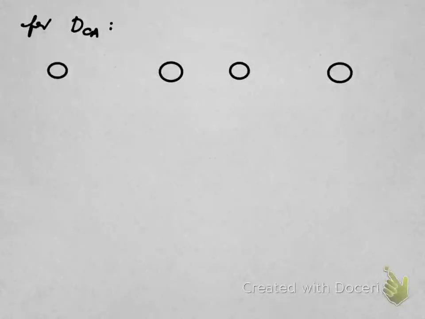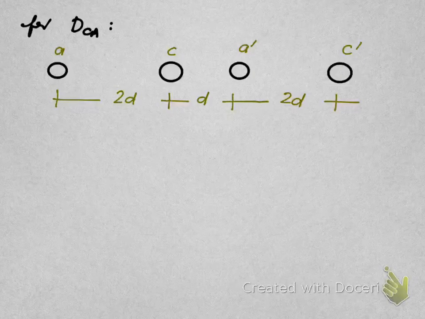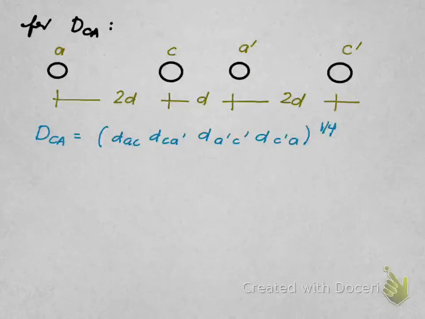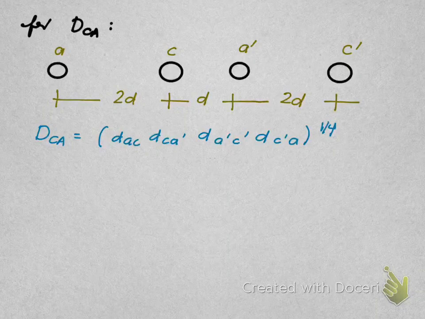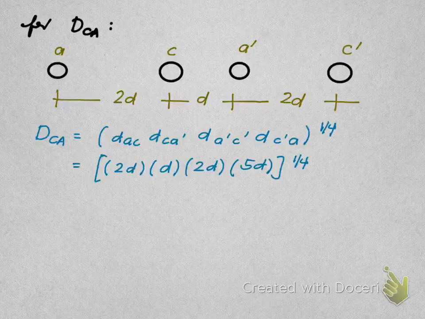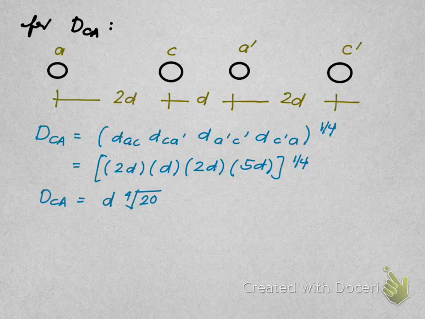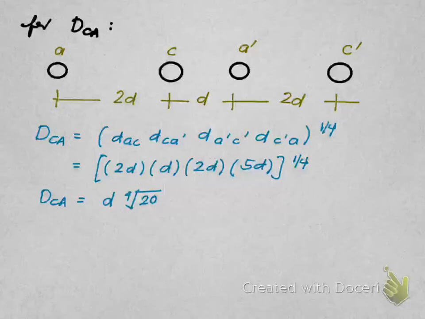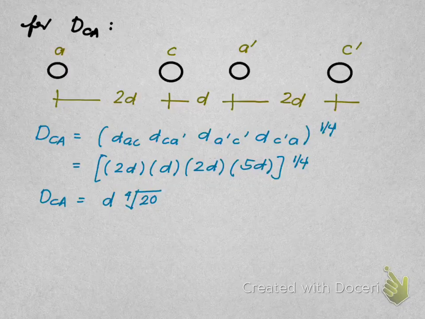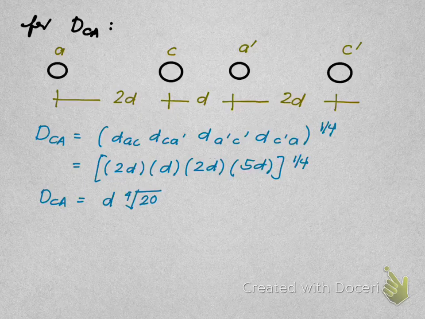Next, for DCA, so we have the arrangements of the conductors. AC, A prime, C prime are considered. The distances are this rather. Now the DCA raised to 1/4 because we have 4 conductors. The following, and this is now their equivalent distances. And DCA is now D times the 4th root of 20. So we now have DAB, DBC, and DCA.